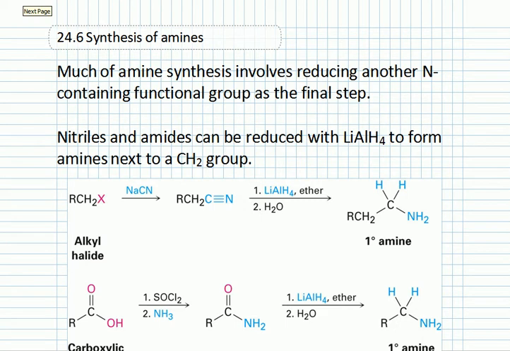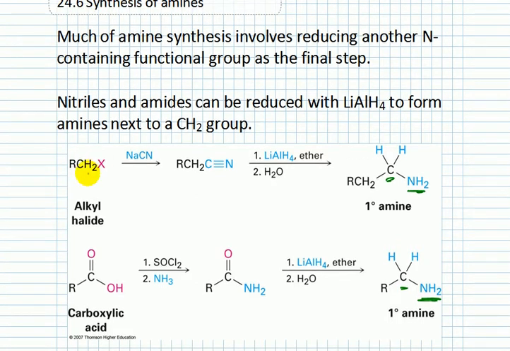So how do we make amines? A lot of times, much of amine synthesis involves reducing another nitrogen-containing functional group as our final step of the synthesis. So if I can make a nitrile, which has a C triple bond N in it, or if I can make an amide, a C double bond O NH2, I can reduce either of those to form an amine that's next to a CH2 group in both cases. In the nitrile, the C of the triple bonded N becomes the CH2. In the amide, the C double bond O becomes the CH2.